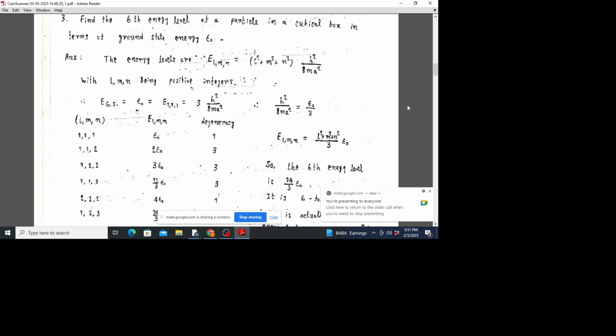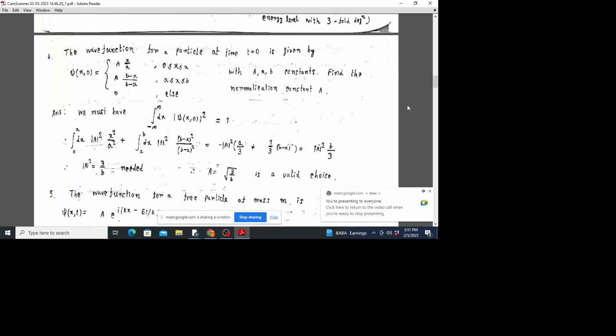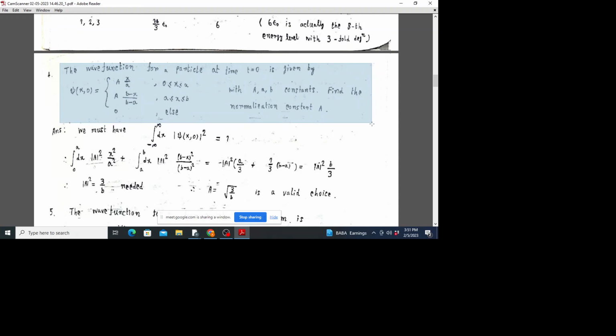Okay, so this is the problem. And now we move on to something different. This one is the easy one. You are given a wave function. I hope you are familiar with normalization. A wave function is given and you will have to find the normalization constant.